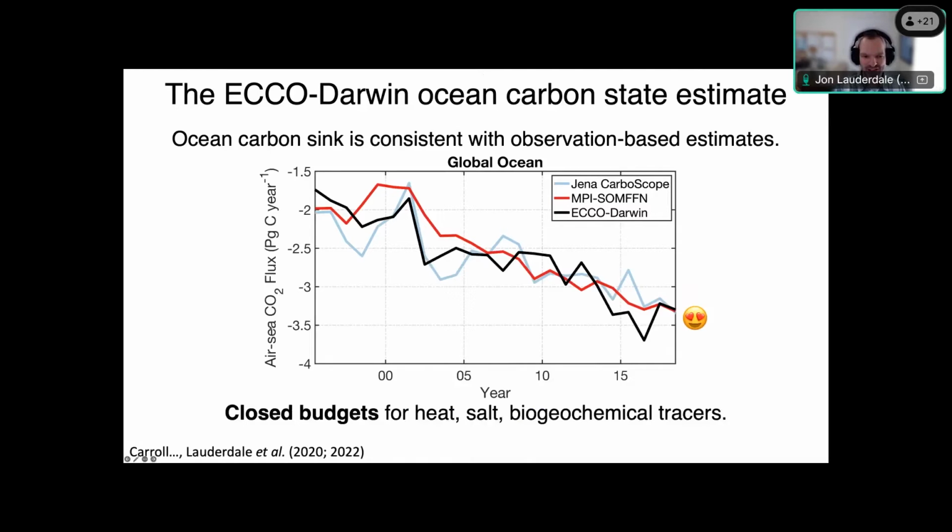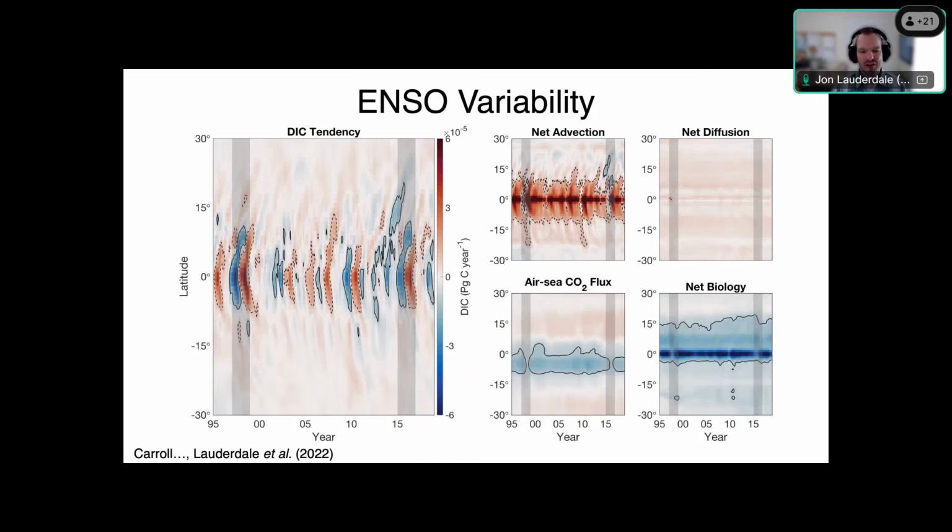What's also nice about using the adjoint approach for the circulation and the Green's function approach for the optimization of the biogeochemistry is it gives us closed budgets for all the different tracers, so heat and salt and carbon, which allows us to do a bunch of interesting things to separate out the different drivers of the ocean carbon sink and air-sea CO2 fluxes. And we can look at that across time and space as well, because the model simulates that everywhere. So what I wanted to point out here was some interesting ENSO variability that we've come across.